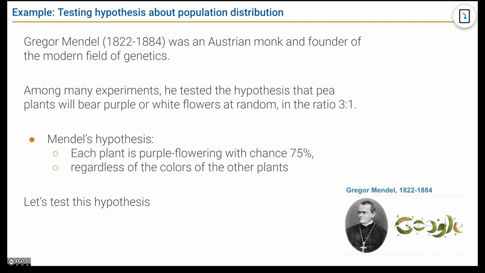In one of his experiments, he was testing the hypothesis that pea plants were either going to have purple or white flowers in a specific proportion. So his hypothesis was each plant is going to be purple with a chance of 75%, and the rest of them will be white, with a chance of 25%, and this is going to be independent of the colors of the other plants. So let's see how we can set up a test to test this hypothesis.